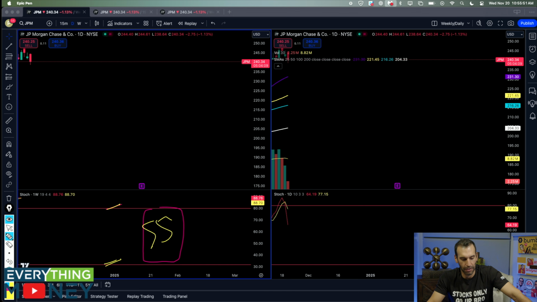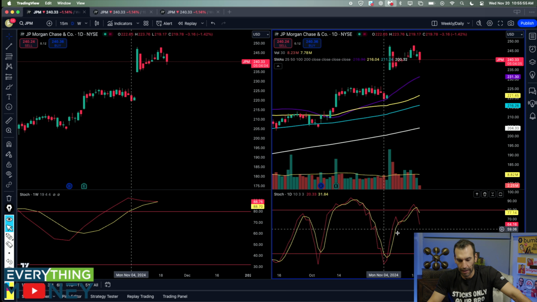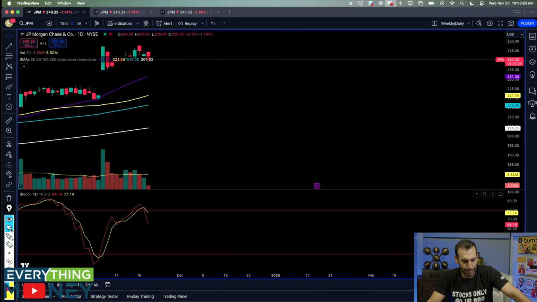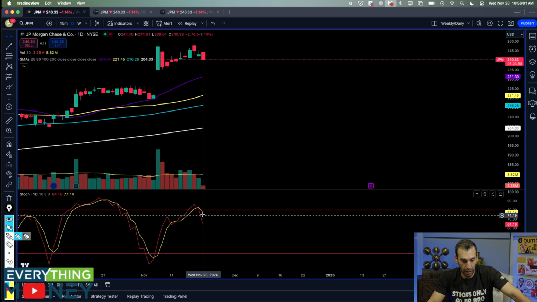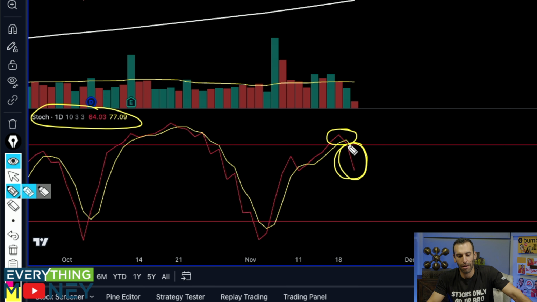So if your stochastic, for example, let's talk about the daily real quick. Today is actually a good example, but yesterday, for example, 2 days ago on JP Morgan, up in here, no, we're not executing a trade. We are executing a trade when our trend lines, both red and yellow, are in the sweet spot. That's our stochastic settings over here that we talked about earlier in the video. You need to have red and yellow in the sweet spot.